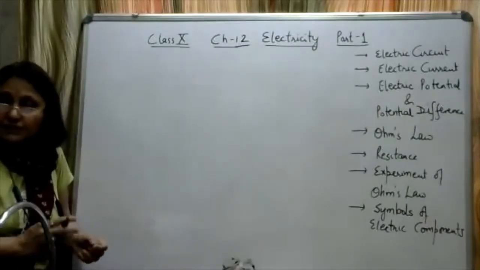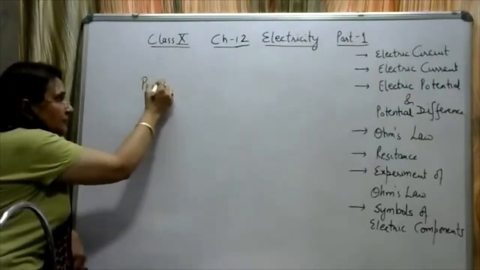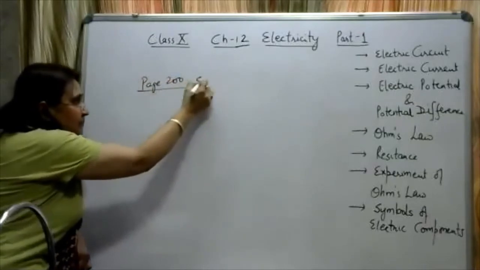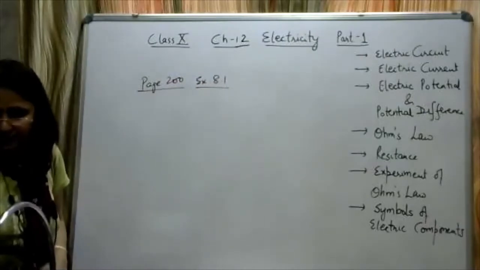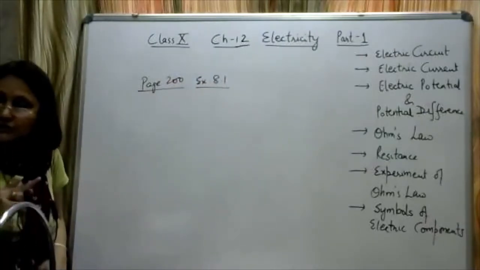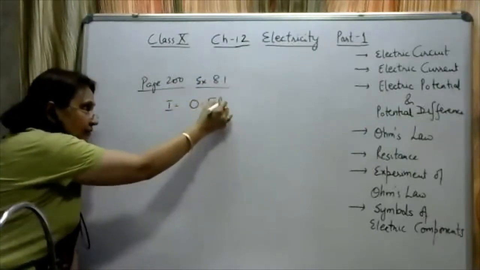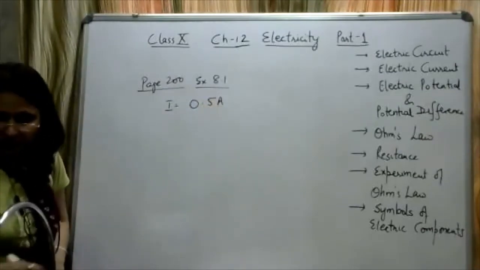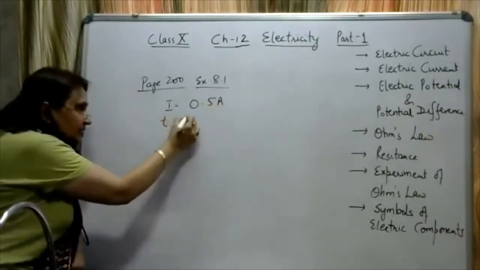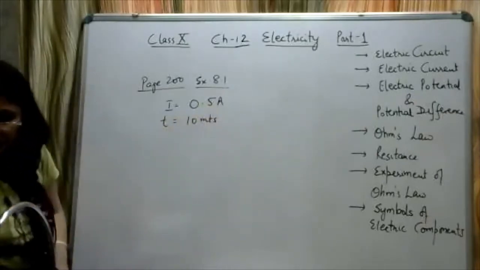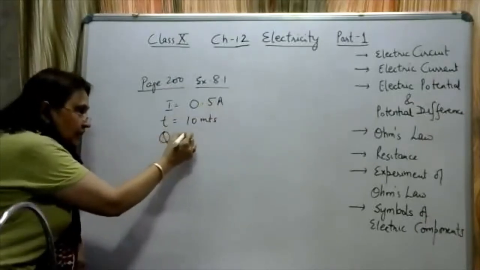Okay, in your NCERT book, there is a solved example, example 12.1, given on page number 200. Page 200, example 12.1. A current of 0.5 amperes is drawn by a filament of an electric bulb for 10 minutes. So let's write down, a current of 0.5 amperes. What is given? Current is given, 0.5 amperes. Time is given as 10 minutes. Find the amount of electric charge that flows through the circuit. You have to find out the amount of charge.